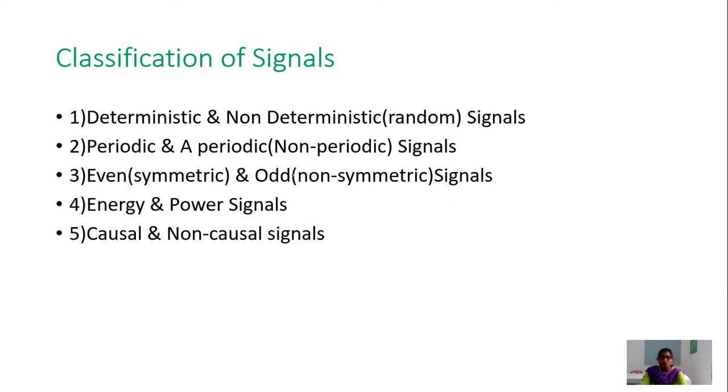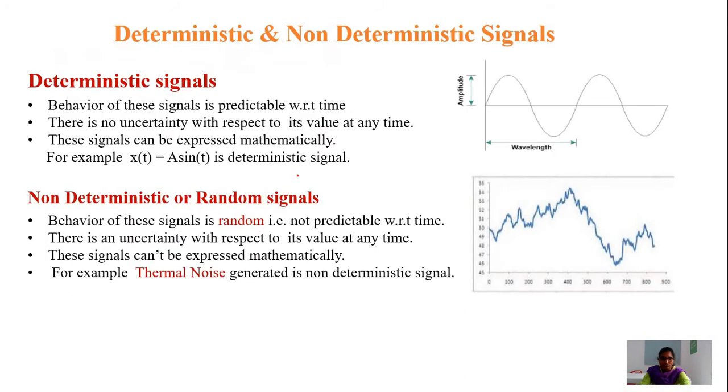There are a few classifications for signals. First one, deterministic and non-deterministic signals. Non-deterministic is also called a random signal. Periodic and non-periodic signals, and also symmetric and odd signals, or non-symmetric signals. Energy and power signals, causal and non-causal signals. Let us move to the first classification, which is deterministic and non-deterministic signals.